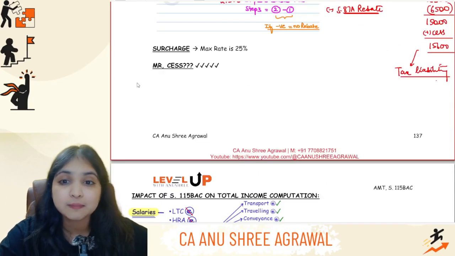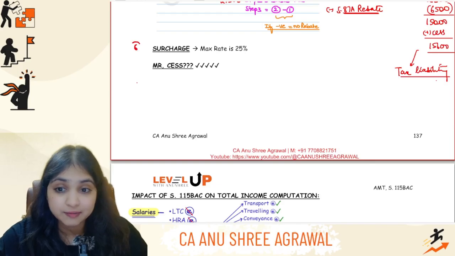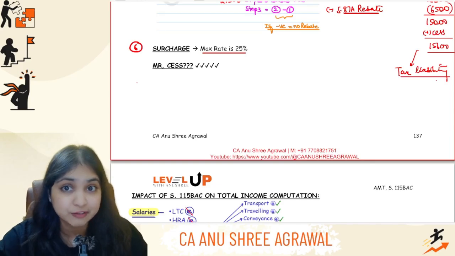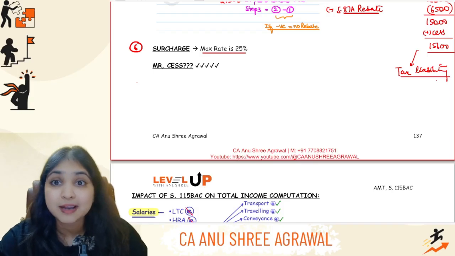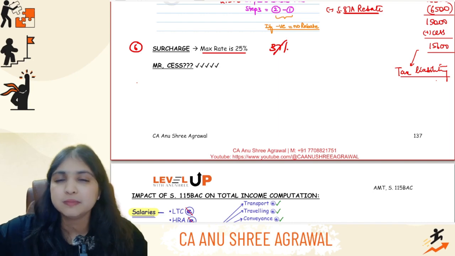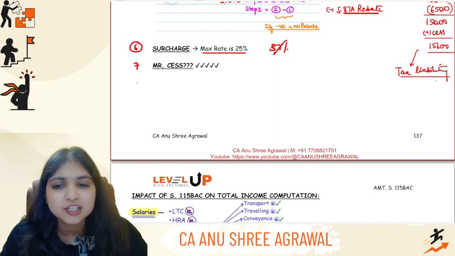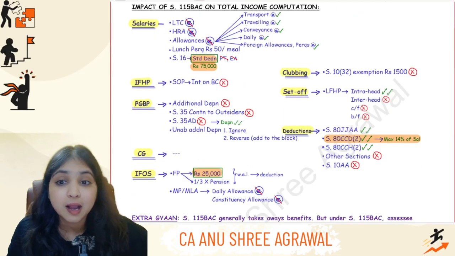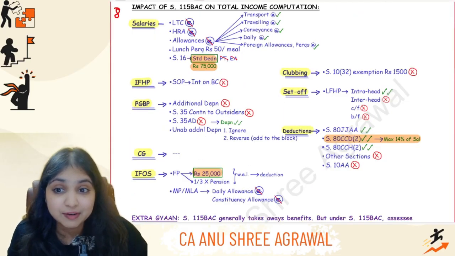Okay, then comes your sixth point, your next point under 115BAC. Under 115BAC, the maximum surcharge rate is going to be 25%. Under the normal regime, the maximum surcharge rate is 37%, right? But under 115BAC, the maximum surcharge rate is 25%, and marginal relief and all these concepts will apply even over here.